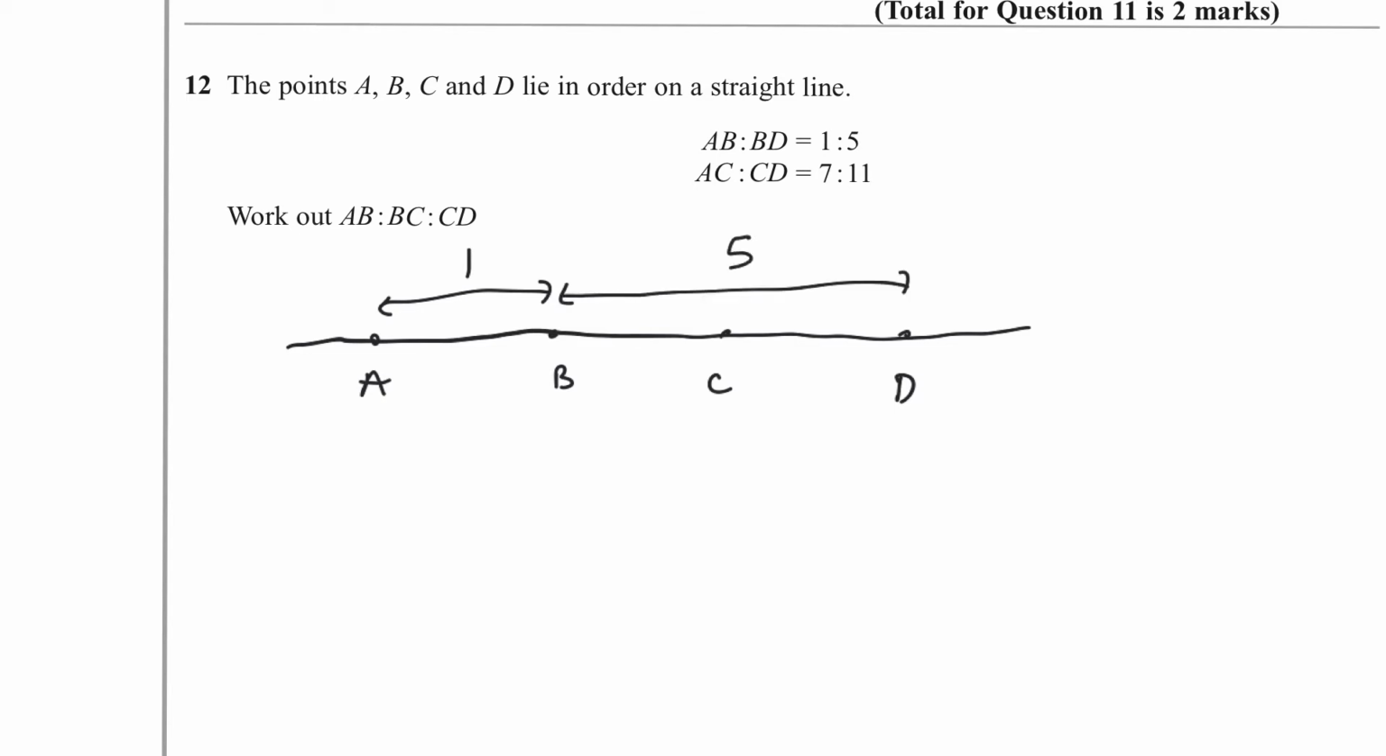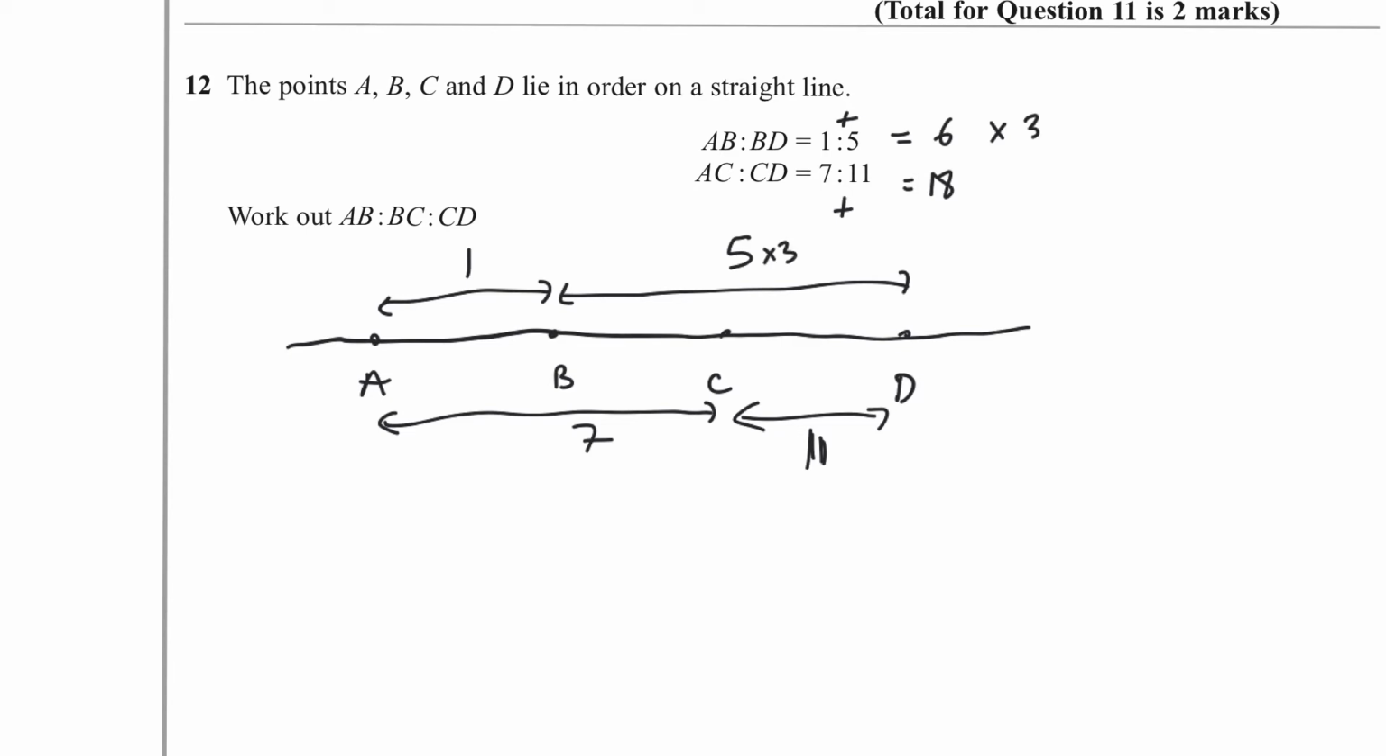Okay, so then it's saying A to C and then C to D, 7 to 11. Right, so the total of the first ratio is 6 when you add all the parts, and the second ratio is 18. So because you want to make them the same parts, we're going to multiply the first ratio by 3. So you're going to multiply all the parts by 3.